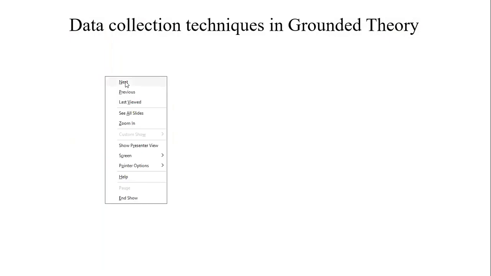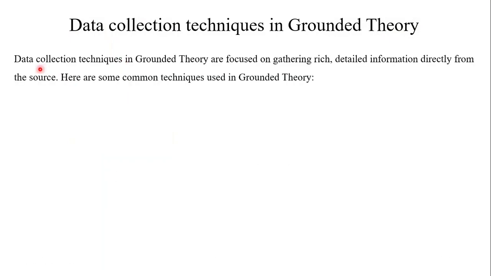So how can we collect data in the grounded theory approach? If we need to consider grounded theory, how can we collect data? There are different ways you can collect data. Data collection techniques in grounded theory are focused on gathering rich, detailed information directly from the sources. So here are some common techniques used in grounded theory.